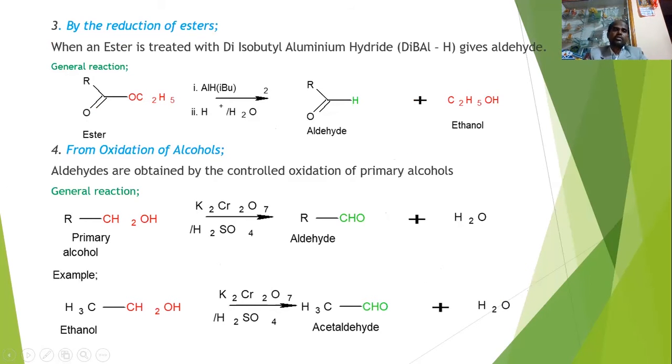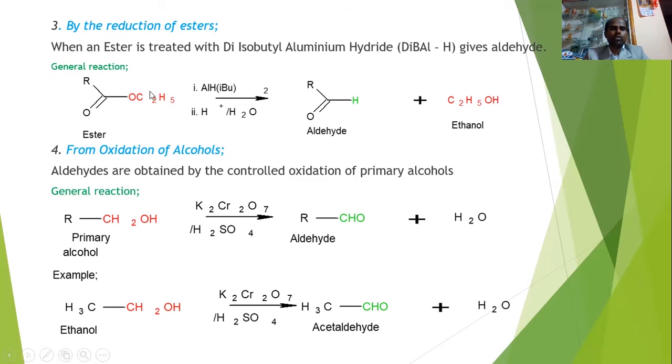So with this, the first method is Rosenmund's reduction. The second method is about the reduction of nitrile, and the third method is about the conversion of ester to aldehyde. That means by the reduction of ester. That means when an ester is treated with diisobutyl aluminum hydride, also called DIBAL, it gives an aldehyde. Okay, what is the thing we need to remember?